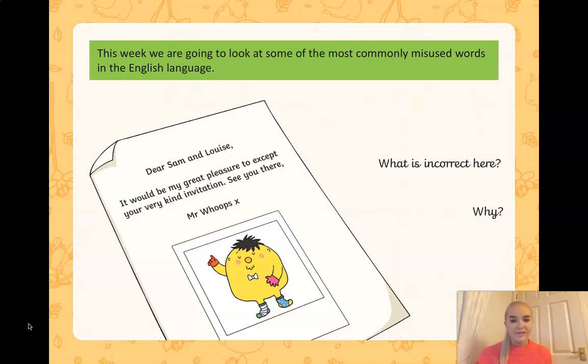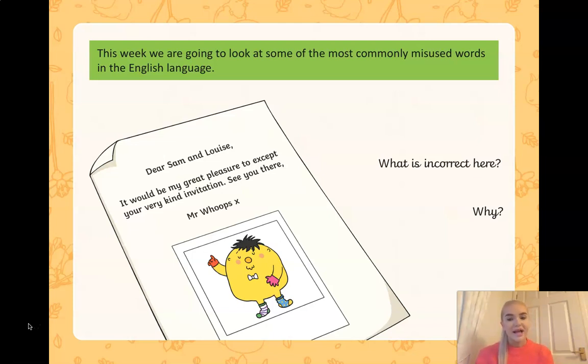Now, this week we're going to be looking at some of the most commonly misused words in the English language, which are homophones. Can you remember what is a homophone? That's right, a homophone or two homophones are two words that sound the same, but they look different and they have different meanings and they are used differently. But because they sound the same, we often use them incorrectly.